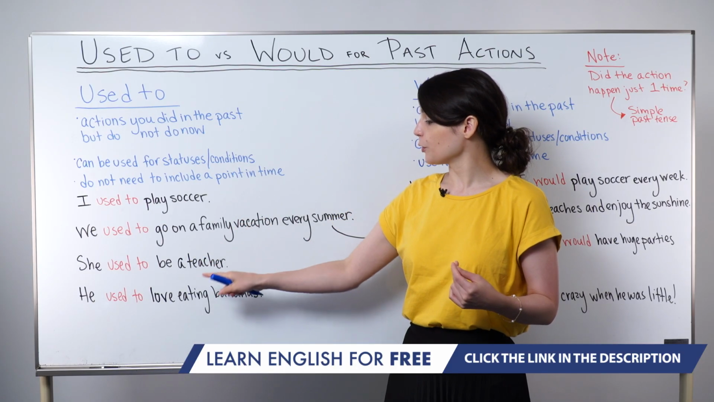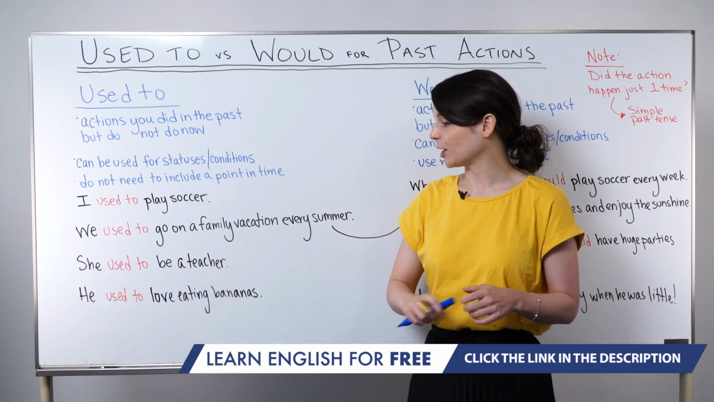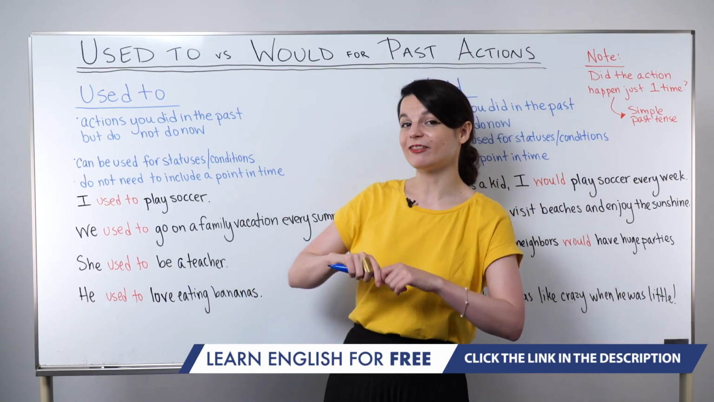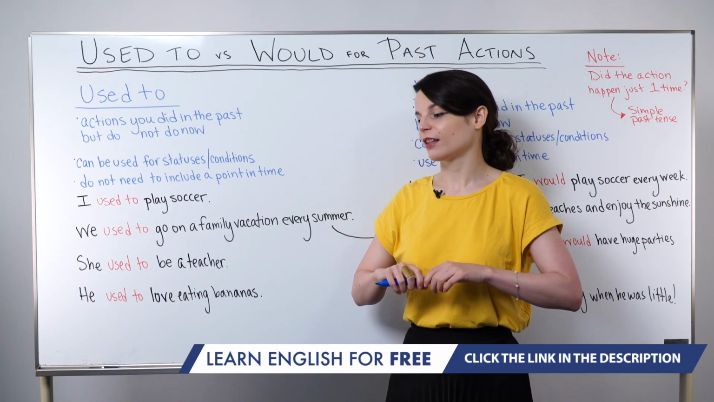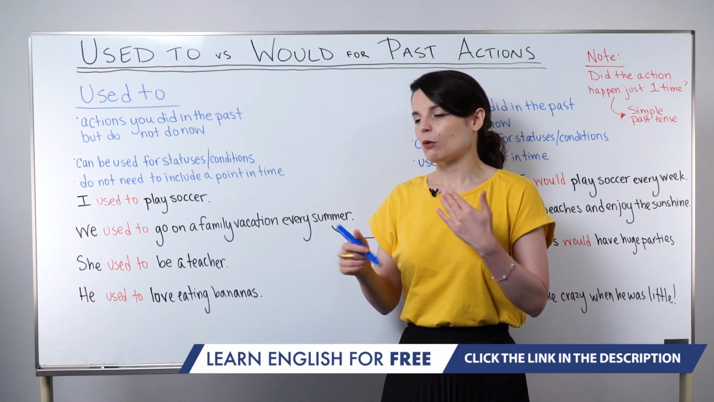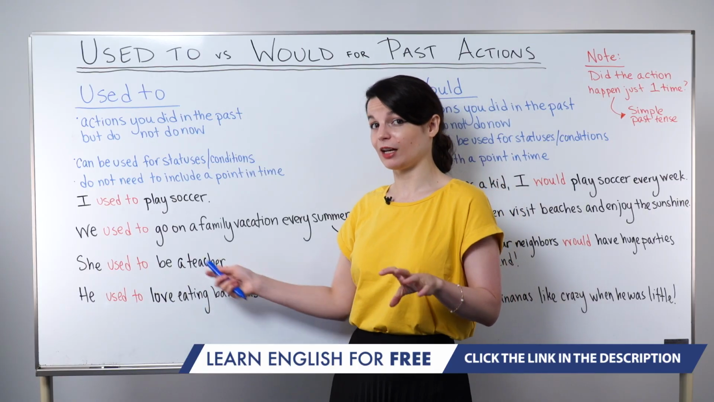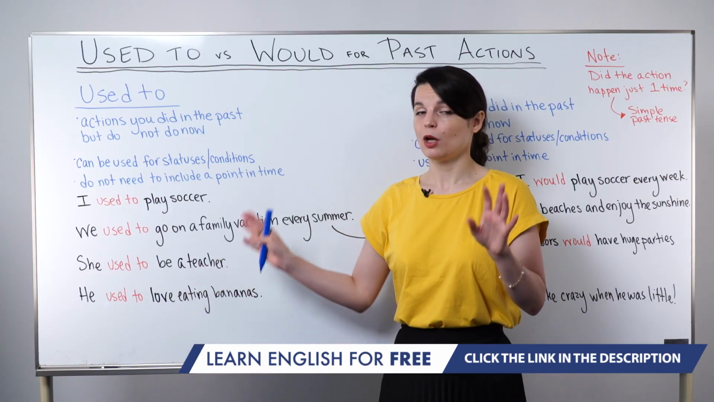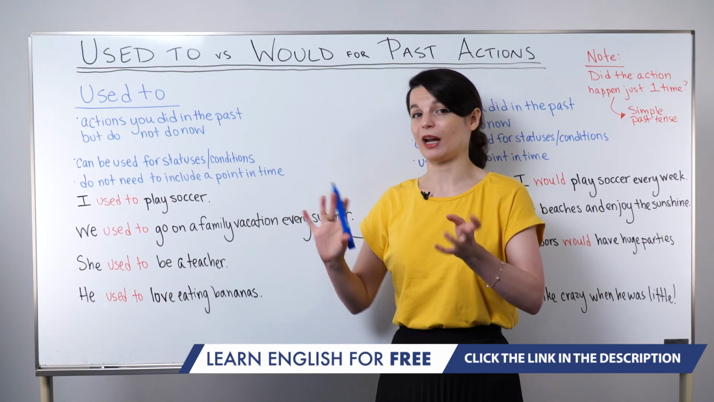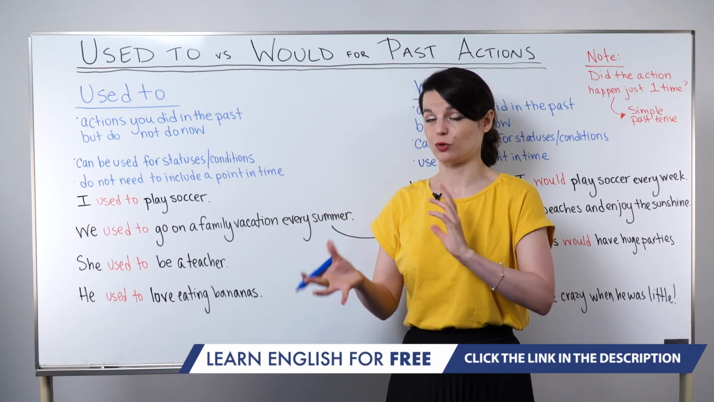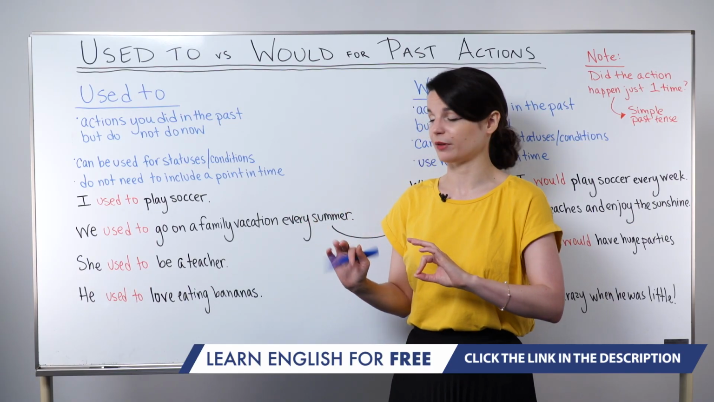Finally then, he used to love eating bananas. This is another situation where, while we can use would to talk about this kind of situation a little bit, we would need to change the grammar. We have to change the grammar in order to use would here. I'll show you an example later.